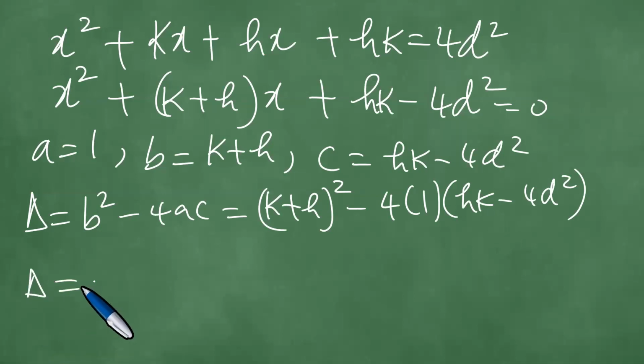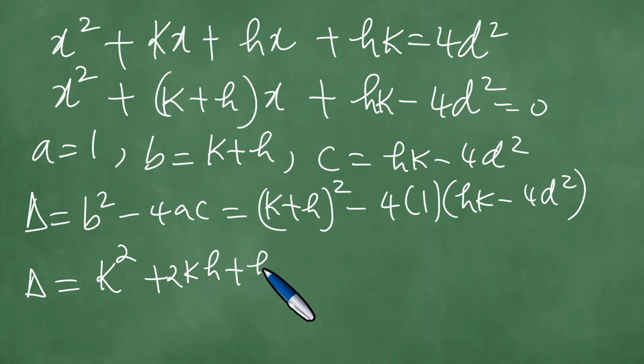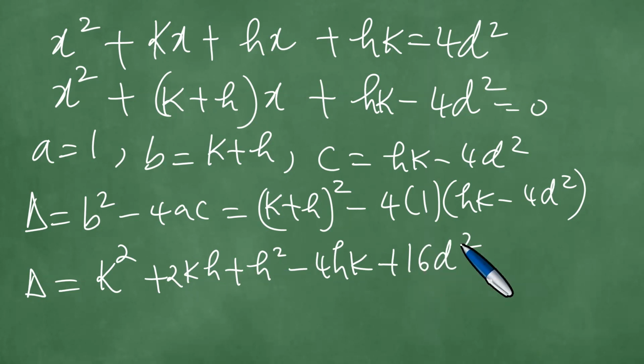Now this means delta is equal to, so you square everything. Here if you square k plus h, you get k squared, 2kh, and then you square h. Multiply minus 4 into this, which is minus 4hk plus, now that's negative by negative, which is a plus, then 4 by 4, 16 d squared. So you can write here plus 16 d squared. Okay, now that's what you get. What is the answer?